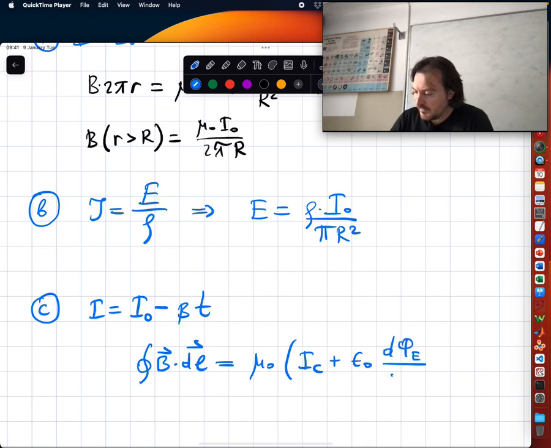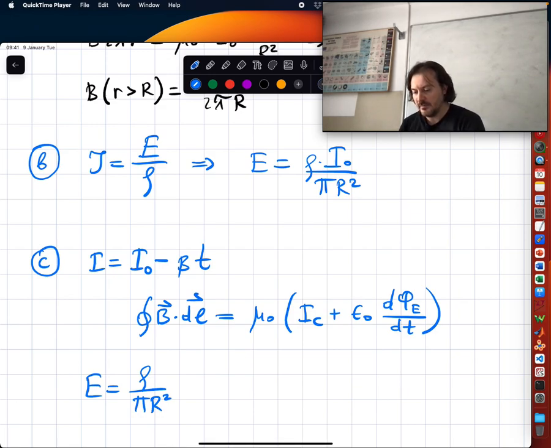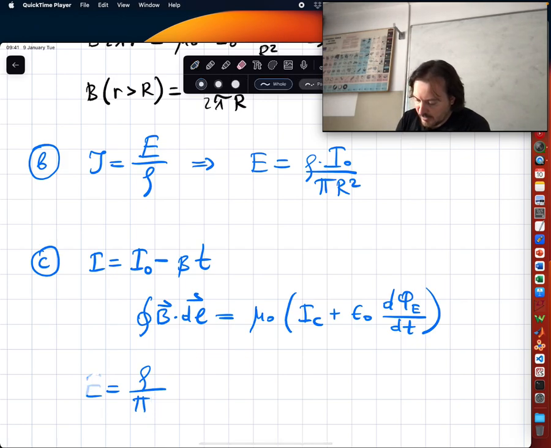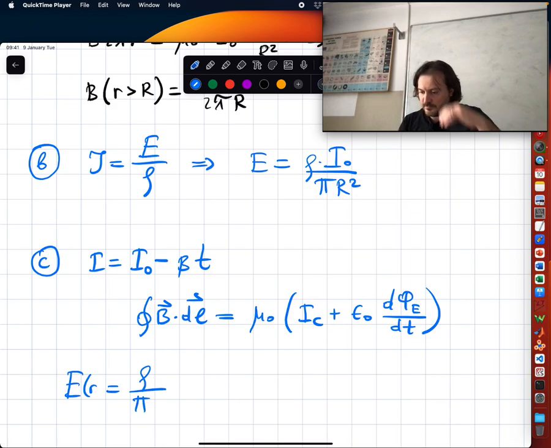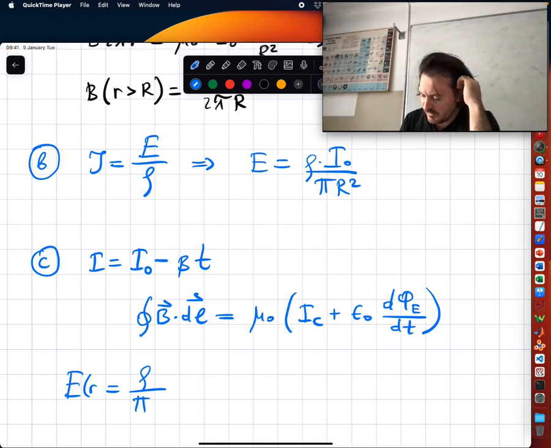Okay? This time the electric field is changing because the current is changing. Right? The electric field, remember the electric field was rho times current over pi r squared. Okay? Actually, I'm going to write it down. Why can't I write it like that? I can write it like this.